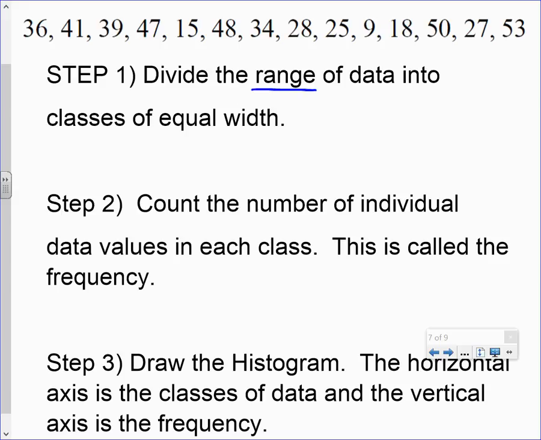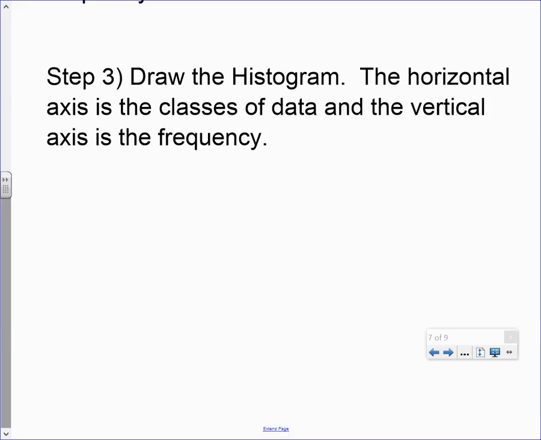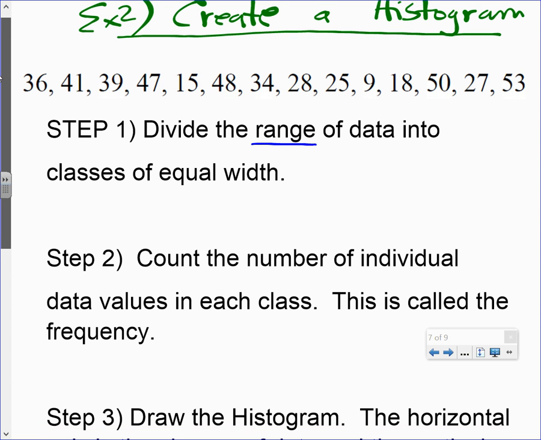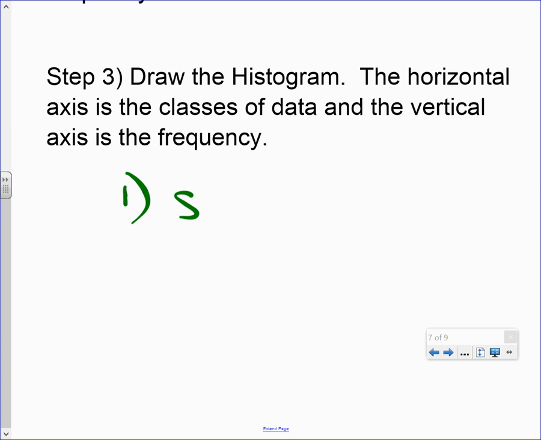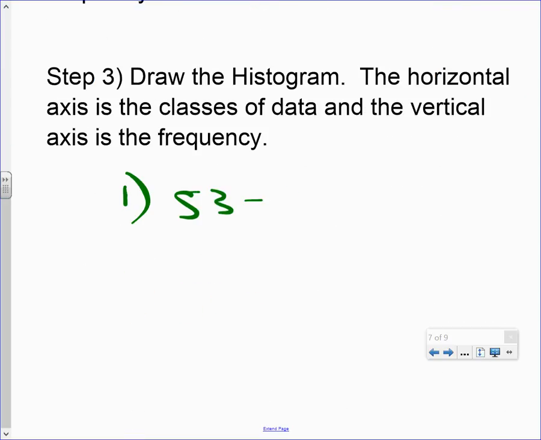So let's do step 1. We'll divide the range of the data into classes of equal width. Okay. So step 1. Let's find it. So I'll put a 1 for step 1. Let's get the range of the data. Highest value looks like it's going to be 53, if I'm not mistaken, minus the lowest value, which is 9. Notice that. So 53 minus 9, I want to say is 44.